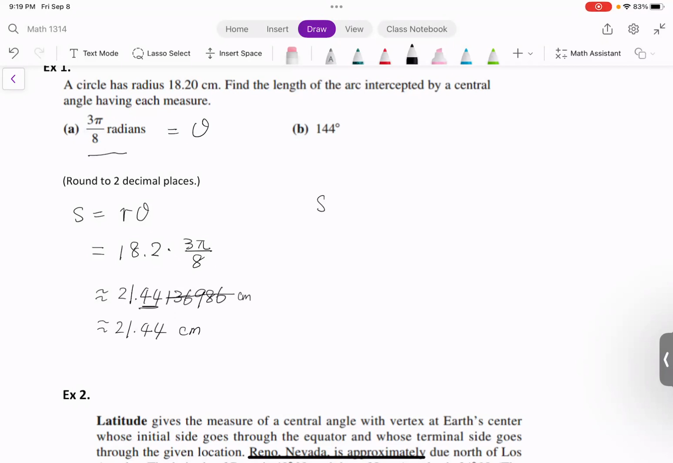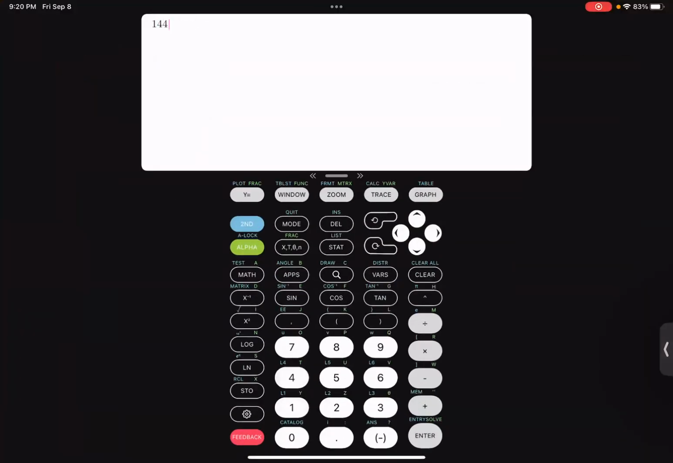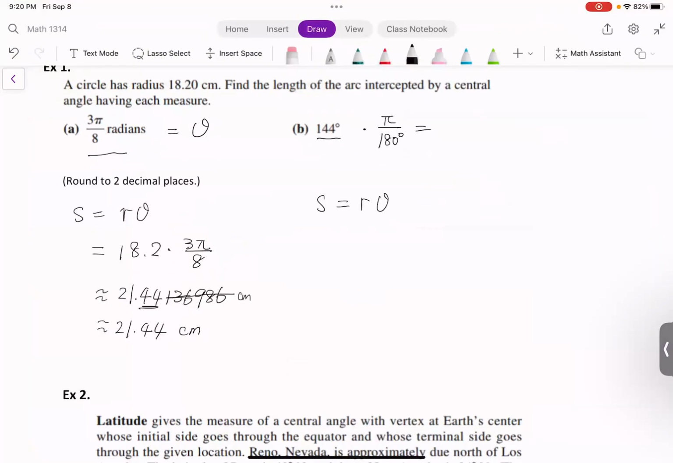Okay, let's see the next one. We are using the same formula, S equals r theta, to find the arc length. But now, is the theta 144 degrees in the radian mode? No, this is degrees, not radians. How do we convert degrees to radians? Oh, I remember that. I need to multiply by pi over 180 degrees, so I will have an angle without the unit. So what is that? We should use a calculator. We have 144 multiplied by pi, using the second caret sign, that's pi, divided by 180. Hit enter.